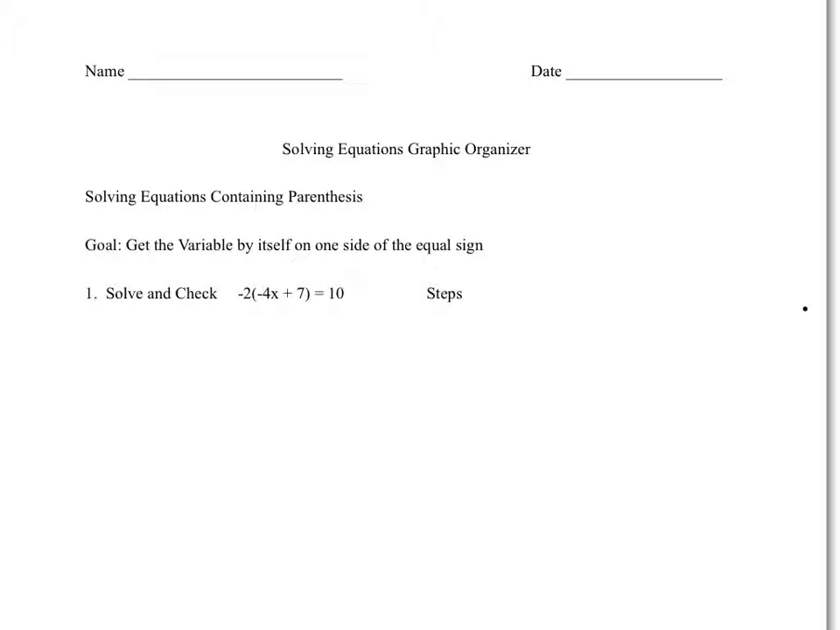First step is always to change any subtraction signs that you see to plus the opposite. In this case, I don't have any subtraction signs. So my second step is going to use the distributive property. I'm going to take the number outside the parenthesis and I'm going to multiply it to each piece inside the parenthesis. So negative 2 times negative 4 is going to give me positive 8x.